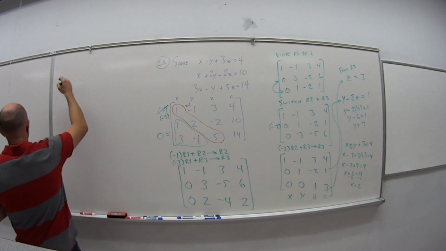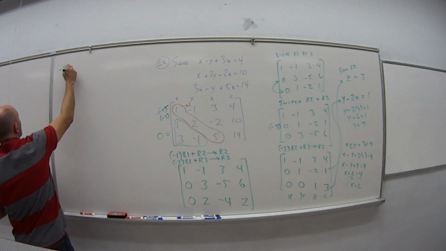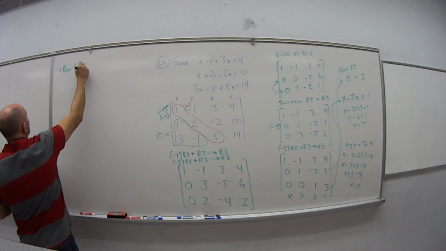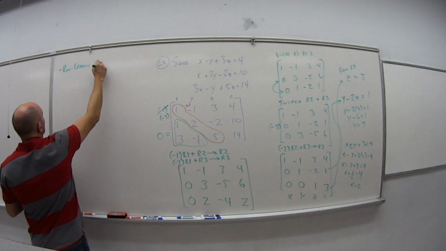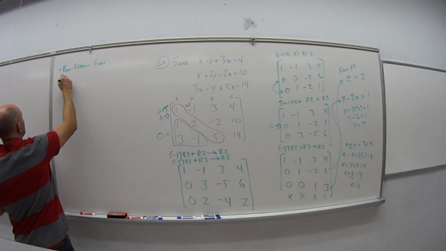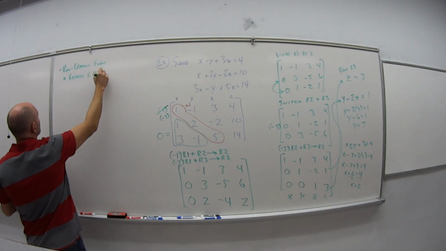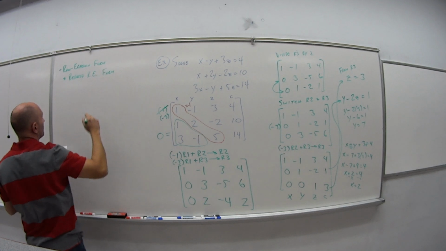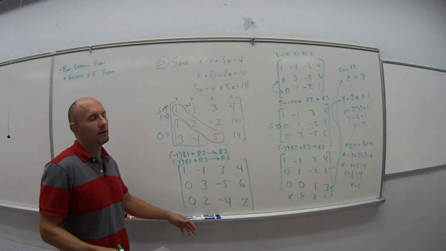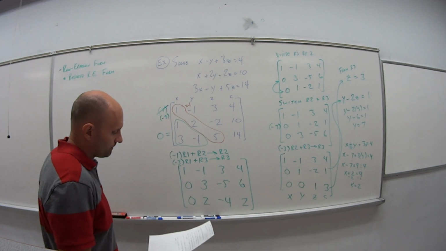Because in this video, we're going to be talking about row echelon form and reduced row echelon form, which going forward I'm going to abbreviate as RE. I don't want to have to keep writing row echelon every time.